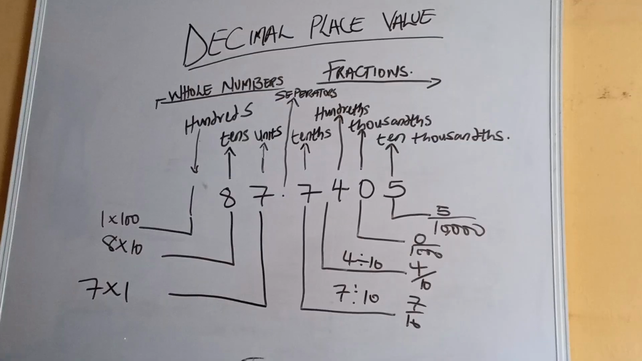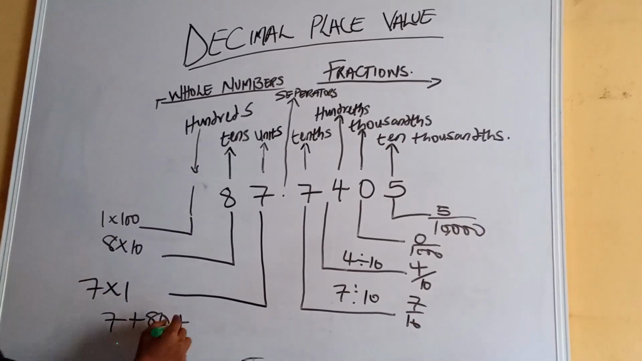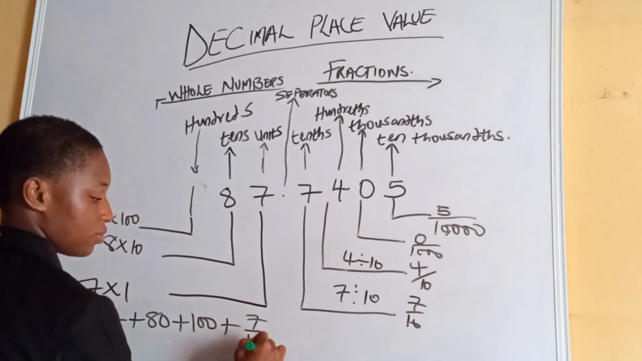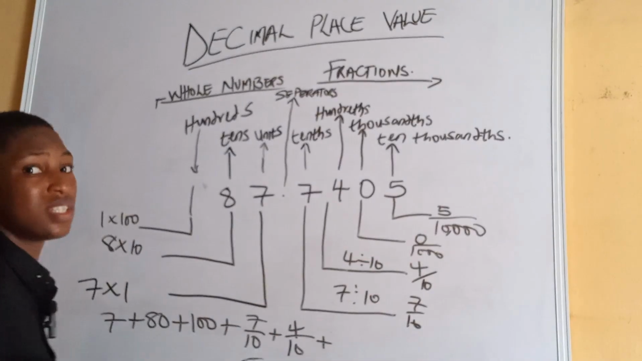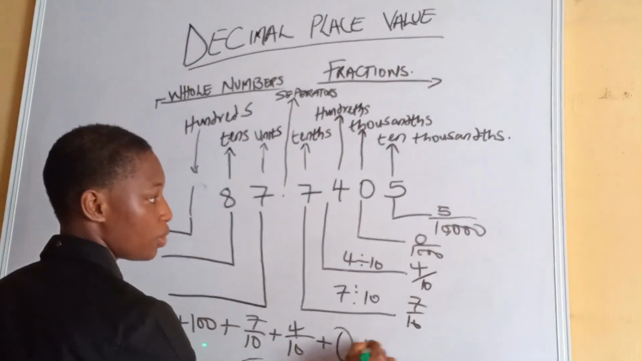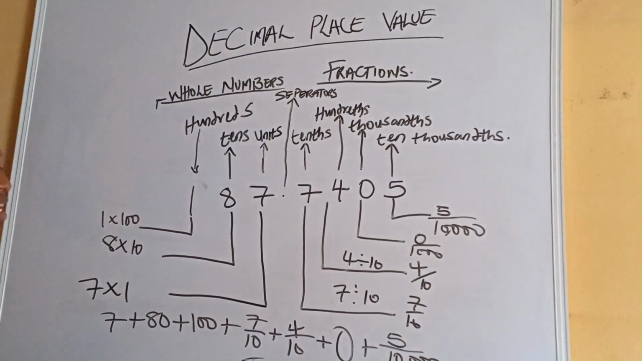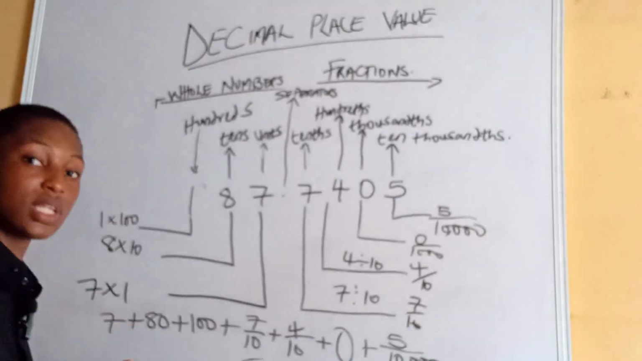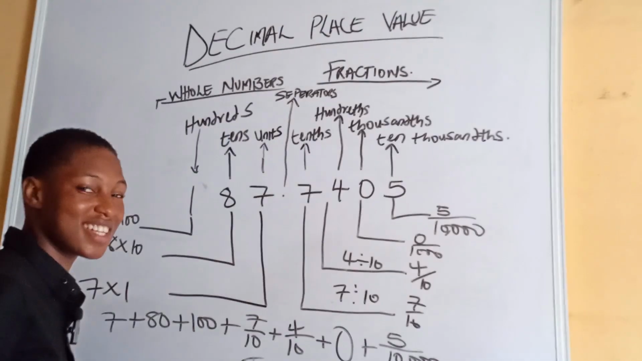We're going to write in expanded form now. This is 7 times 1, 7, plus 8 times 10, 80, plus 1 times 100, that's 100, plus 7 over 10, plus 4 all over 100, plus 0 over 1000, which is the same thing as 0, so I'm just going to put 0, plus 5 divided by 10,000. And that's how to calculate decimal place value in expanded form. So I hope you're able to understand. From here on now, we are going to be finding the digits and the values of decimal places. Let's get right into that.